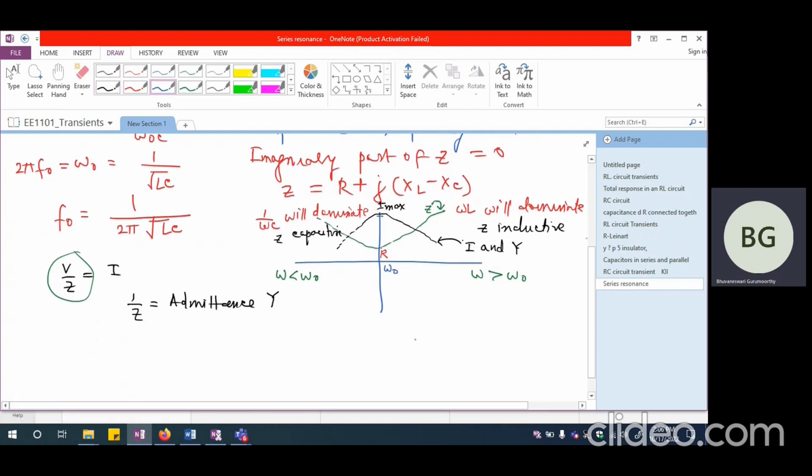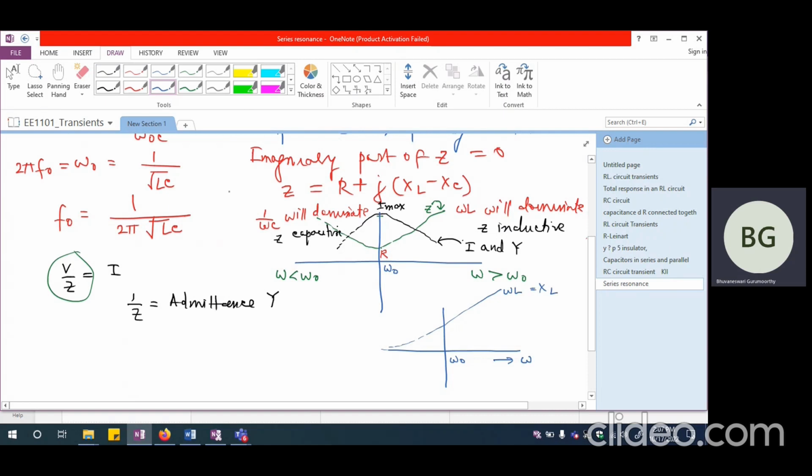So let me again draw with respect to frequency. If I say this is omega naught, if I'm going to have omega L plotted, this is the direction in which omega is increasing. So if I'm going to have literally zero frequency somewhere here, as the frequency increases, I'm going to have this increasing like this. So this is the way omega L is going to increase, which is going to be XL. That is proportional to omega, whatever is the omega value.